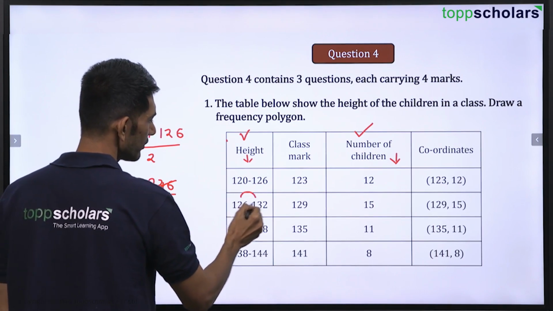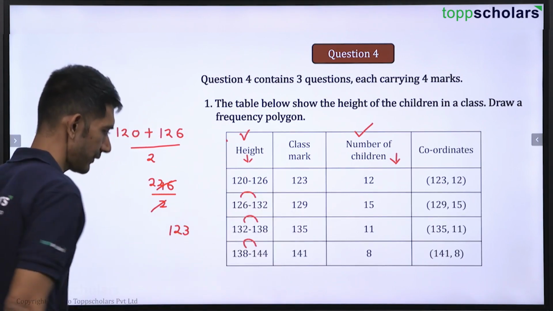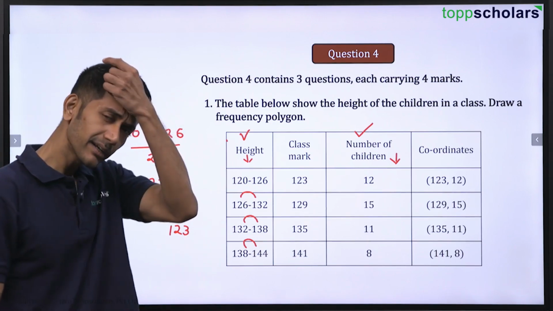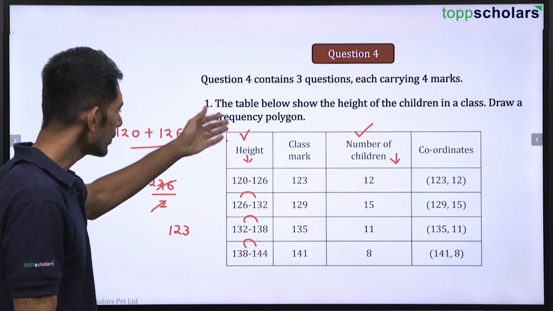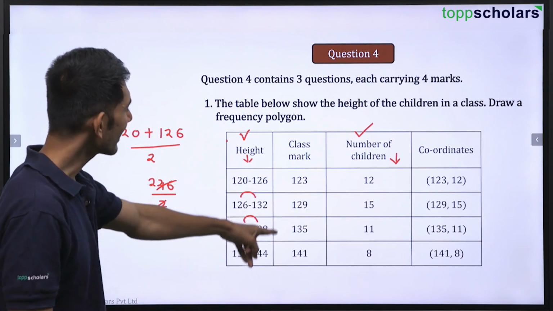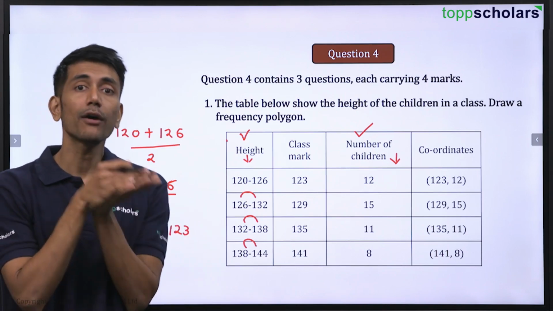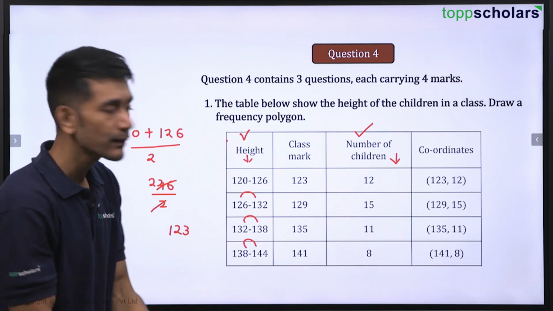In the middle of this is 129. In the middle of this is 135. In the middle of this is 141. Correct? So what do you have? You have the height, you have the number of children, you have the class mark now. Now you will get the coordinates to plot so that you can draw the frequency polygon.